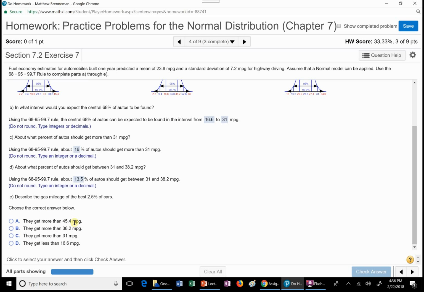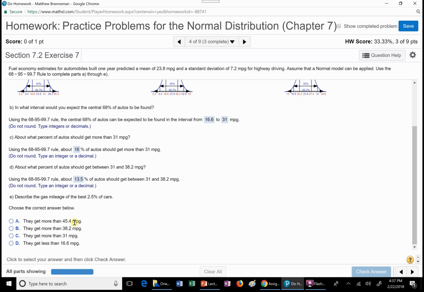And finally it says, describe the gas mileage of the best 2.5% of the cars. Well, how many people have the best 2.5%? How would we do that? You just look at the right side, at the second standard deviation. Exactly right. You just find the data value that's 2 standard deviations above the mean. I know there's 2.5% in the tails.